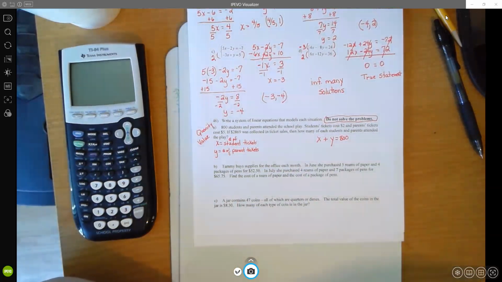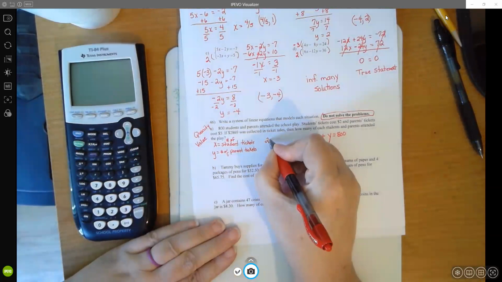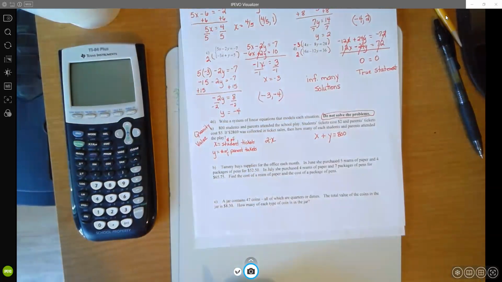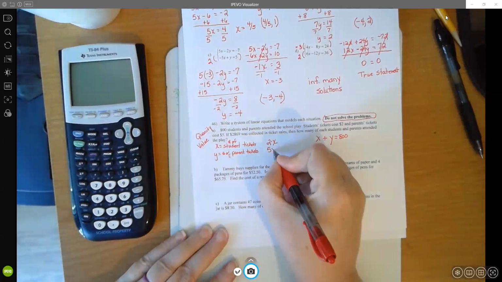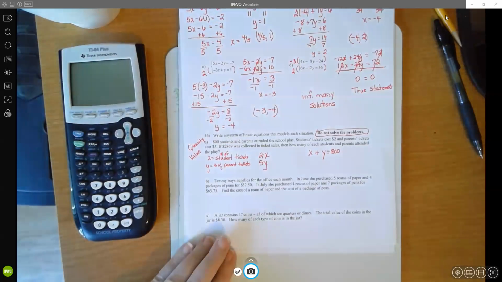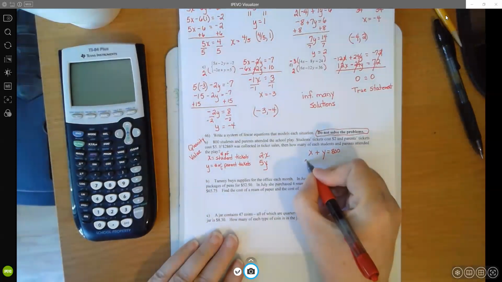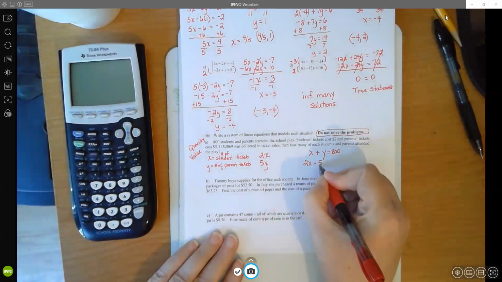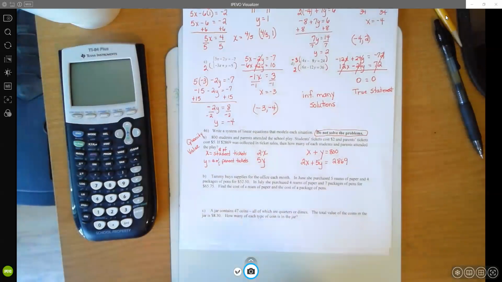Now I'm going to read the next phrase. Students' tickets cost $2. So $2 times X tells me how much I make from the student tickets. And parents' tickets cost $5. So the value of the parents' tickets is $5 for every parent ticket. And then it tells you that the value that was collected was $2,869. So 2x plus 5y will equal $2,869. And there's my two equations.